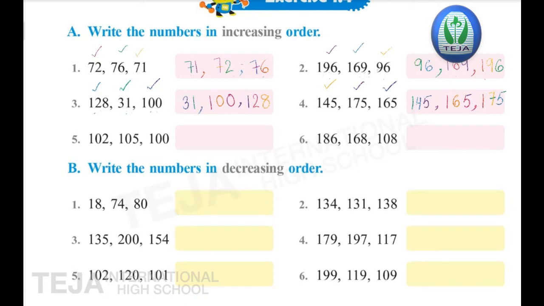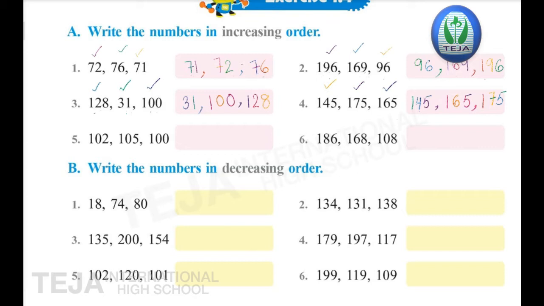Now the answer of fourth question is 145, 165, 175. See the numbers. The numbers are written from smaller to bigger. Here 45, 65, 75. So we have arranged the numbers from smaller to bigger. So this type of arrangement is called increasing order.